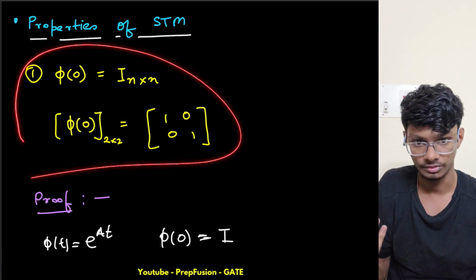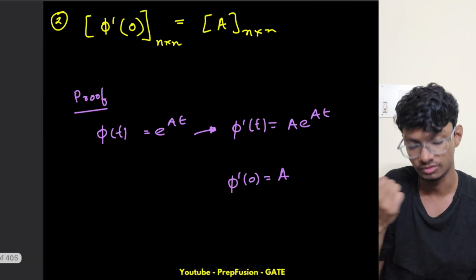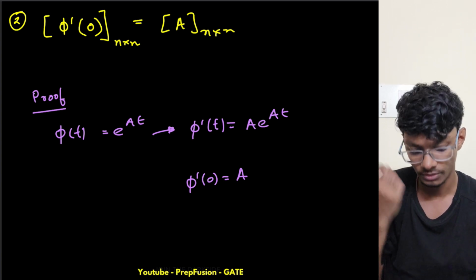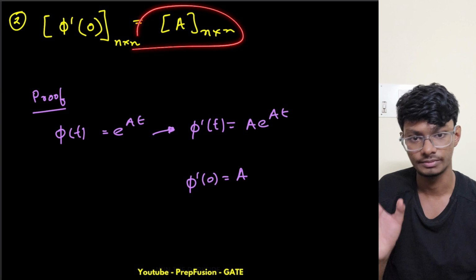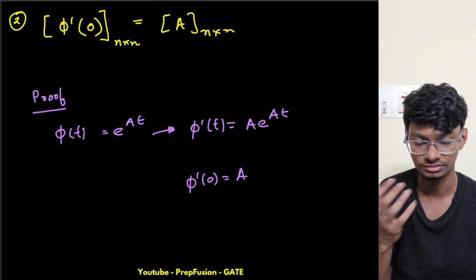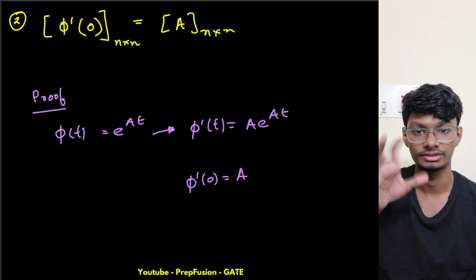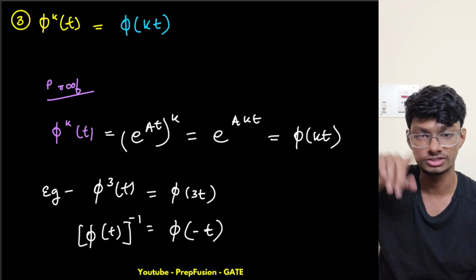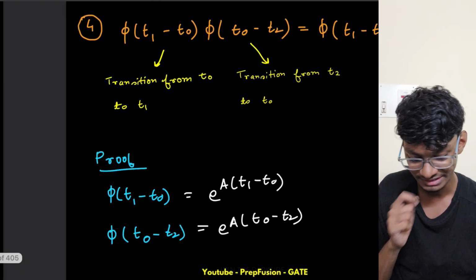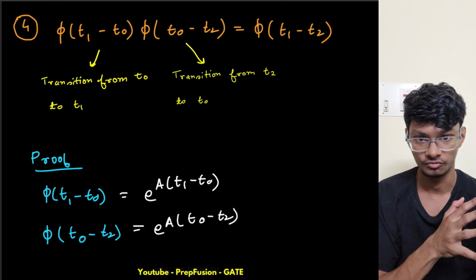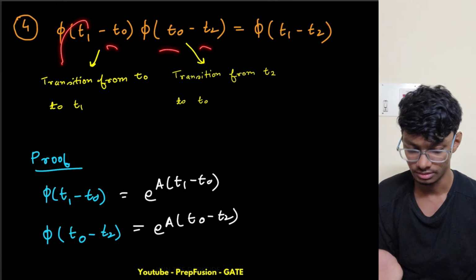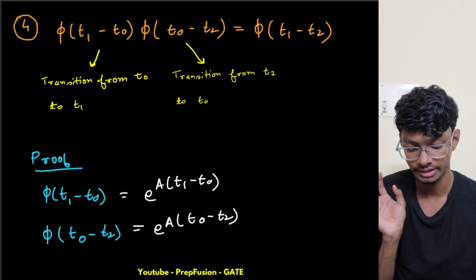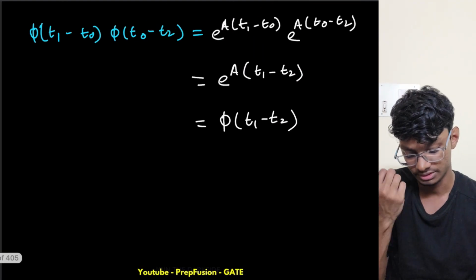So the first property was simple only: phi of 0 will be the identity matrix. Then phi dash of 0 will be our A matrix only, the system matrix. I gave you a fake proof, basically just the intuition to keep in your head. Next is phi of kt, because phi raised to power kt is phi of kt. Again I gave you a fake proof. Then this was the transition property: if I am going from t1 to t0 and t0 to t2, then what will be my final result? I don't have to multiply these two individually, I can directly find this one. All these are basic properties.